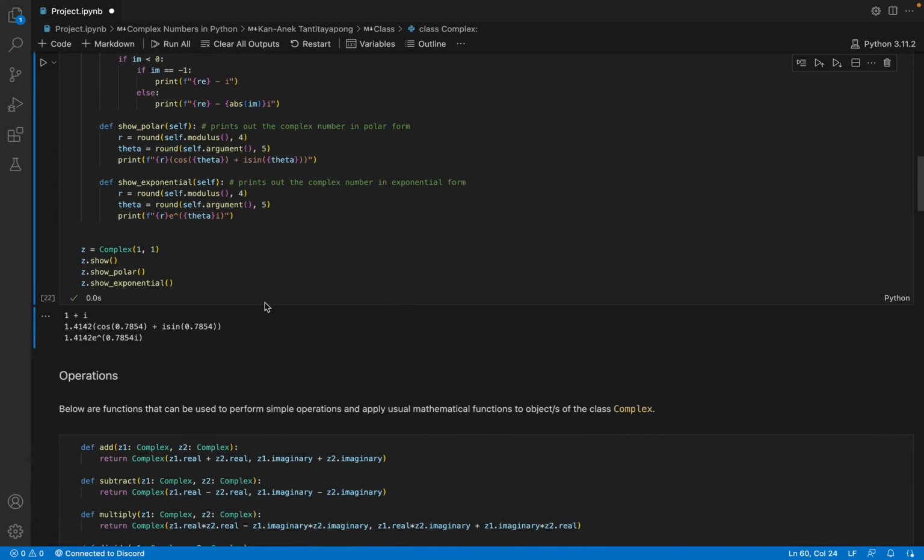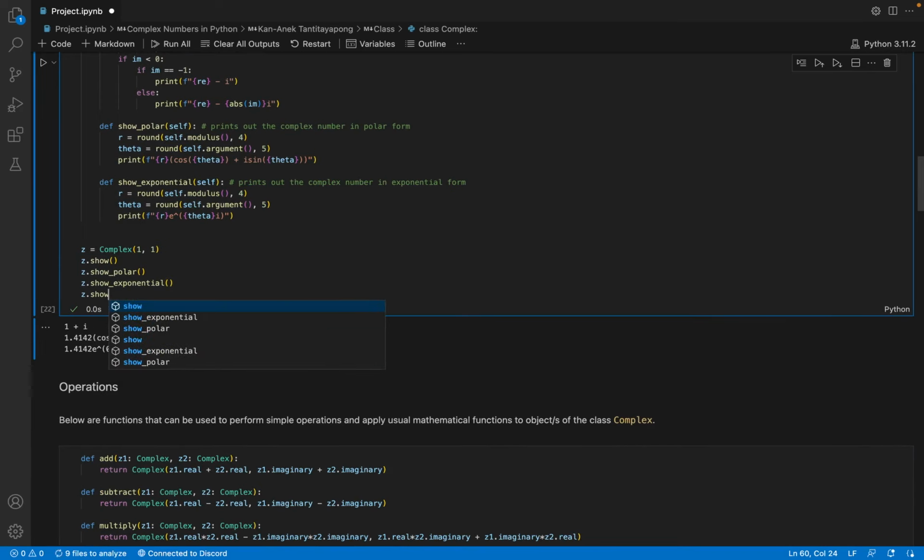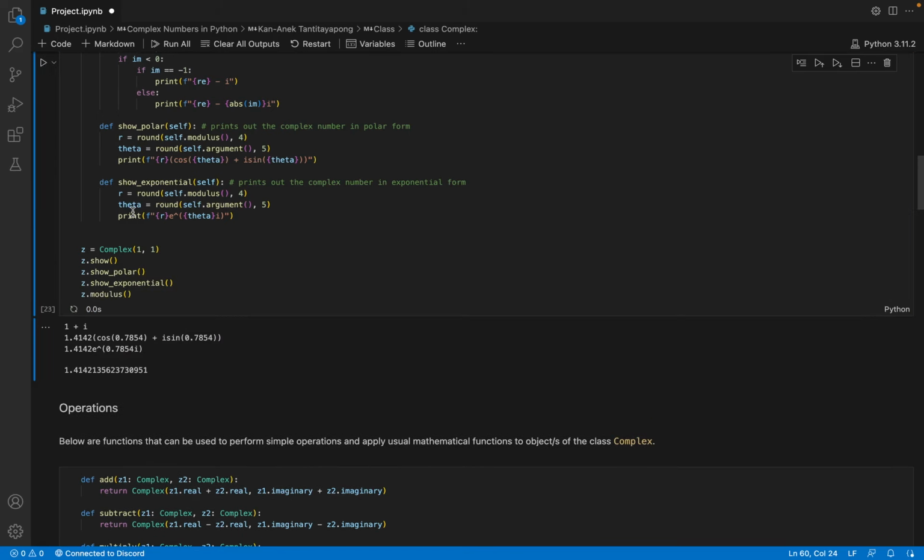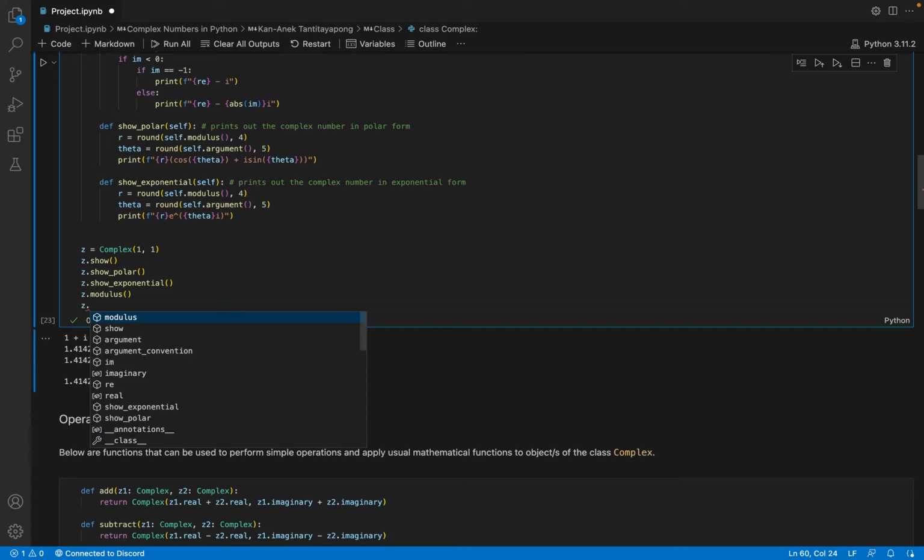So there are their representations. Let's take a look at the modulus. It should be square root of 2. And finally the argument, which should be pi over 4. So 0.785, pi over 4.